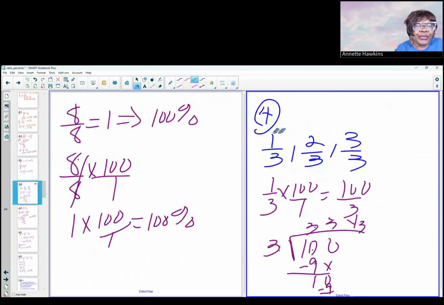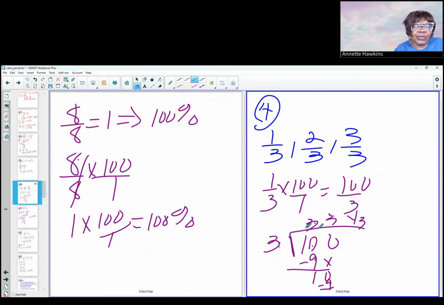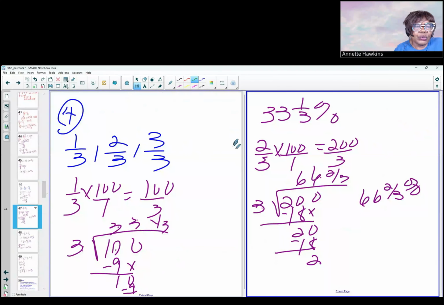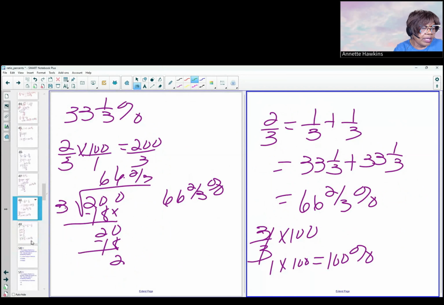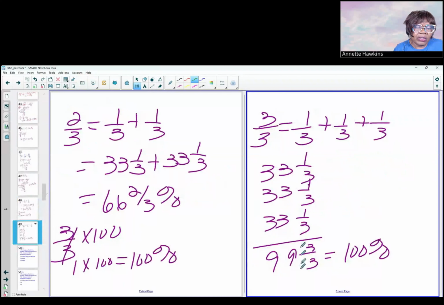Then we have the 1/3 family. Okay, so 1/3 times 100 is 100 over 3, 33 1/3%. 2/3 times 100 is 200 over 3, which is 66 2/3%. Or we can say 1/3 plus 1/3. And then finally 3/3 equals 1 whole, which is 100%. Okay, so this is the third family.